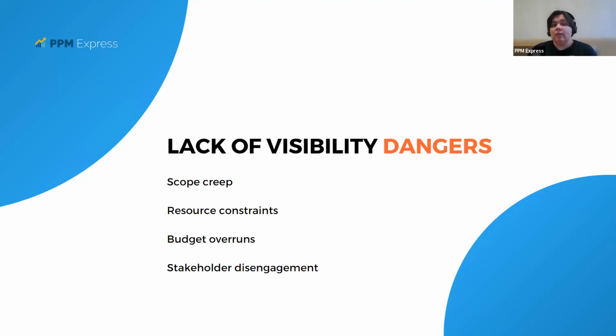Inadequate visibility into resource allocation and availability can make it challenging to identify resource constraints and adjust the project when it is needed. Limited real-time visibility into project costs can make identifying and addressing budget overruns difficult before they become a significant issue. And lastly, ineffective communication and irregular updates can cause stakeholders to disengage from the project and therefore reduce support, cause delays, and other issues.